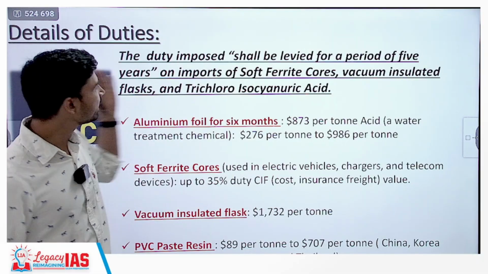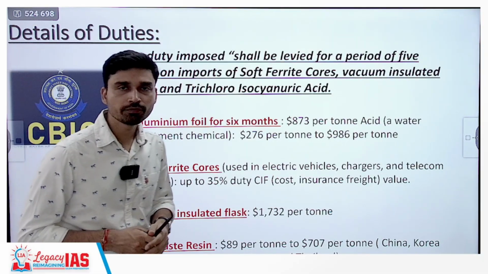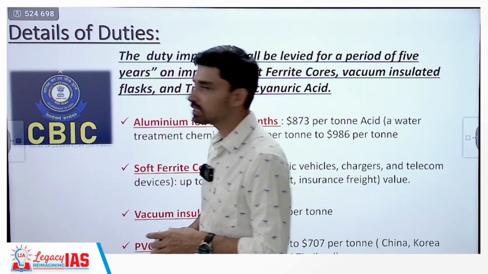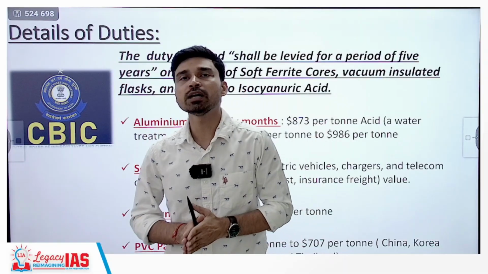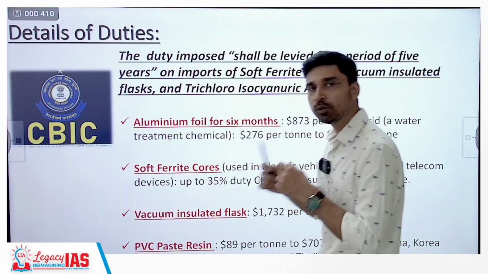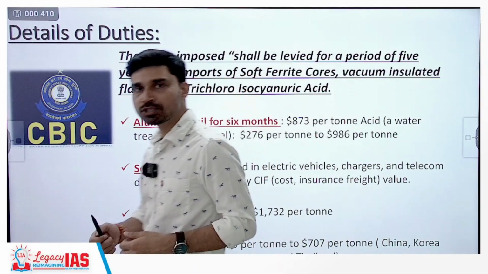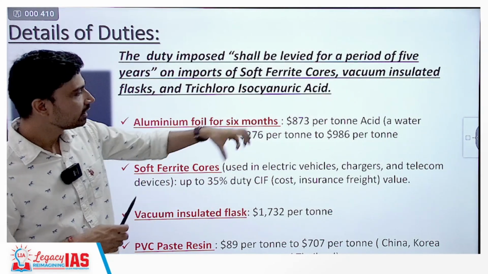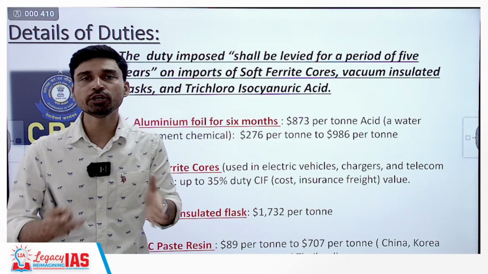Now if you look at the details of the duty being imposed, first of all, the organization is the Central Board of Indirect Taxes and Customs, working under the command and control of the Ministry of Commerce of India. It has stated that the duty imposed on these goods will remain valid for a period of 5 years, and on some goods it will be valid for a period of only 6 months.